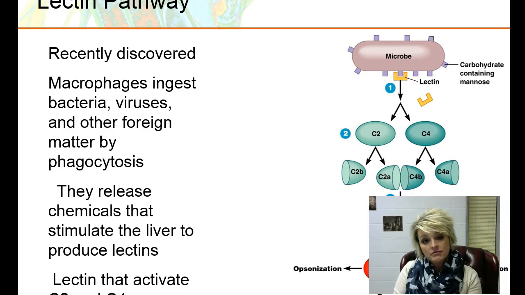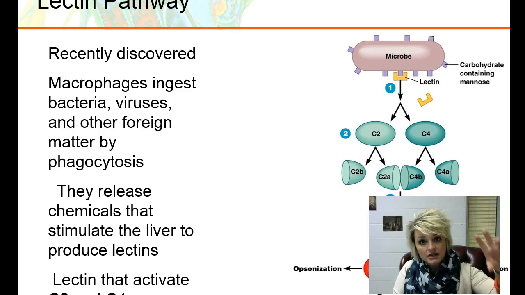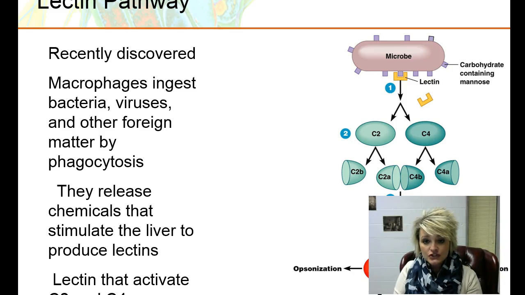Whenever a macrophage uptakes a foreign object like a bacteria or a virus, that macrophage is going to start breaking that down with the lysosome. But it also releases a signal that jumps into the bloodstream and travels to the liver. The macrophage releases this signal, gets into the bloodstream, and stimulates the liver. What it tells the liver to do is to produce an enzyme called lectin. Lectin can bind to a very specific part of a microbe, and it binds to a carbohydrate and sugar complex.